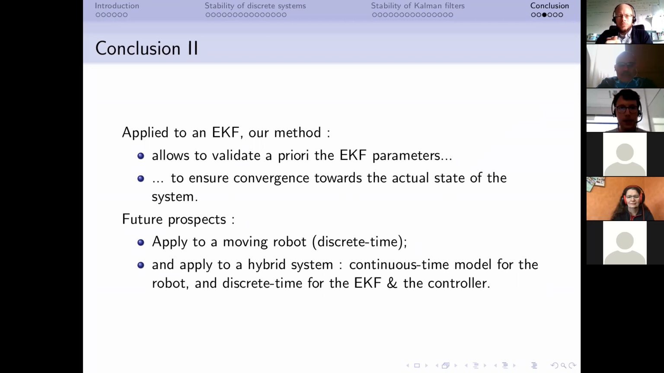Future prospect for our method: applying our stability proving method to a moving robot, so say a Kalman filter and a dynamical system for the state that is not the identity function, and then apply our method to a hybrid system. So say, for example, a continuous time model for the robot and a discrete time system for what is contained inside the computer of the robot, so its localization algorithm and its controller.